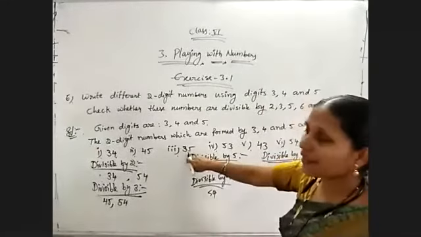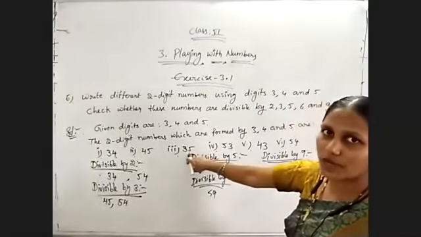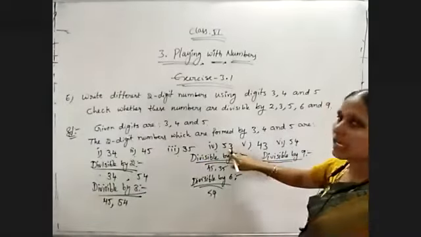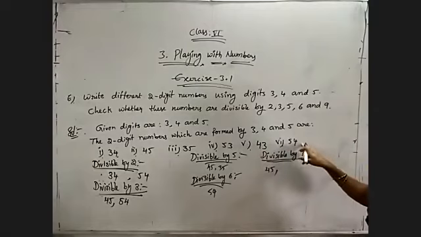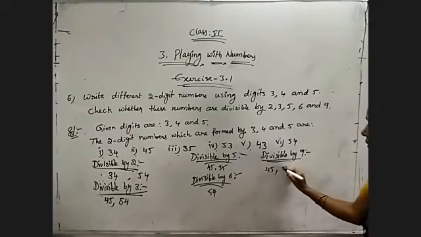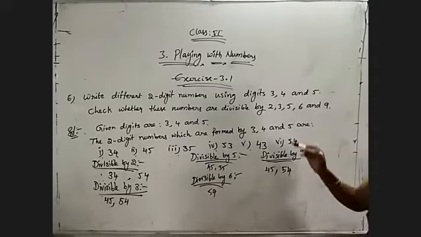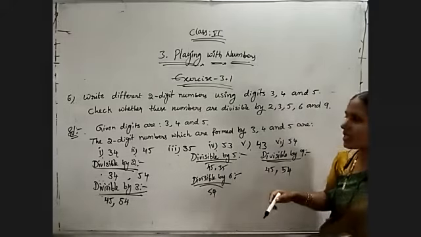35, 3 plus 5, 8 we will get. So it is not divisible by 9. 5 plus 3, 8. 4 plus 3, 7. 5 plus 4, 9. 9 is a multiple of 9. So 54 is divisible by 9. So once again, revise whatever we discussed yesterday.